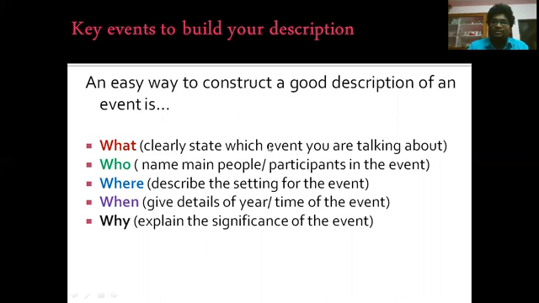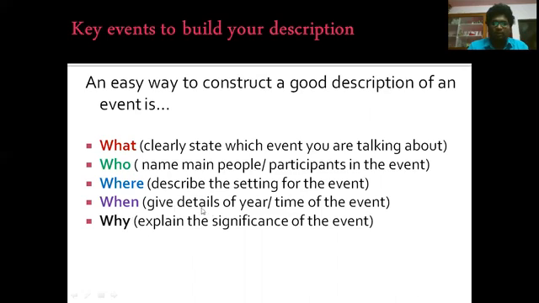What means what? Clearly state which event you're talking about. That is what you have to tell when it comes to the what point. And who: name the main people, the participants in the event. Who are the participants, who invited, and what it is all about. And next, where? The setting for the event means the place. Did it happen in a garden or in a palace or at a restaurant or at a hotel? That is the place you have to describe.